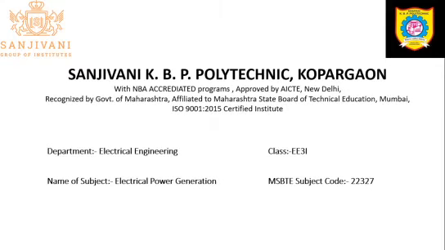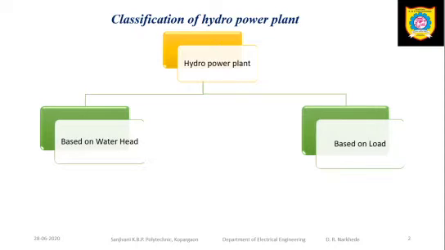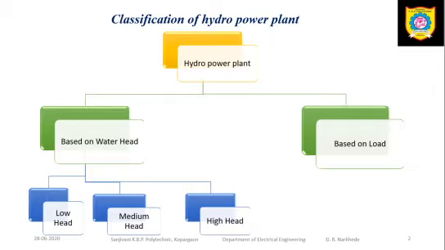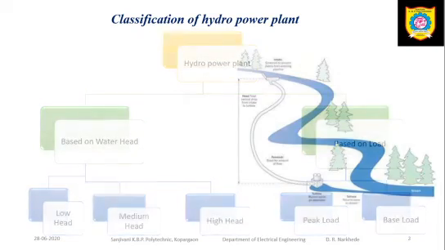Hello friends. In the previous lecture we discussed the classification of hydroelectric power plants based on water head, that is low head, medium head and high head. We discussed that low head means less than 100 meter, medium head means 100 meter to 300 meter or 500 meter, and high head means more than 500 meter. Based on loads, hydroelectric power plants can be classified as peak load plant and base load plant.